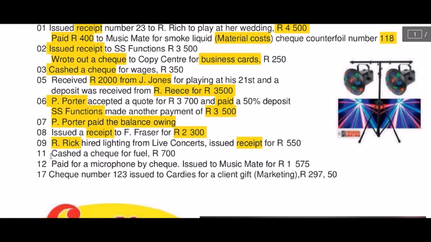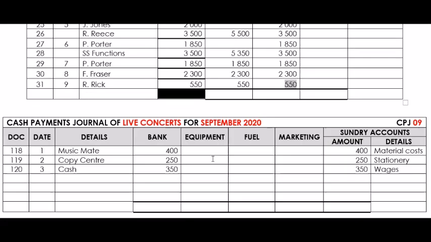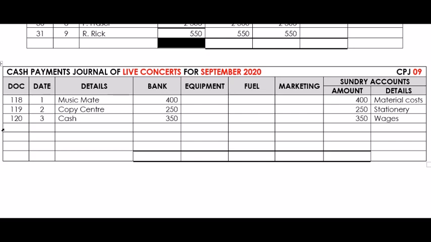Then on the 11th, we cashed a check. The word check tells you it's CPJ for fuel. So now we are just paying for fuel. Goes to the CPJ. The check must follow on the previous check that we issued, so it will be 121. It's on the 11th. Whenever we cash a check, we write cash in details. The value was 700 Rand, and there is a fuel column, so write it in the fuel column. Don't write it in sundry accounts and say it's for fuel. That's unnecessary and wrong. There is a fuel column.